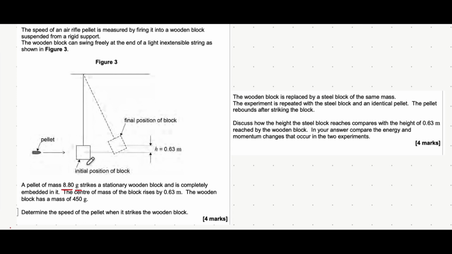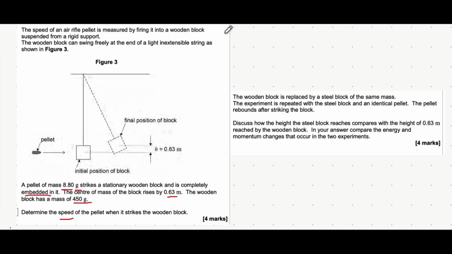It strikes a stationary block and becomes embedded in it. The center of mass rises by 0.63 when the pellet becomes combined to the block. And the block has a mass of 450 grams. Determine the speed of the pellet when it strikes the wooden block. How can you go about doing this? Well, we can't use that because it hasn't given us enough variables for that.